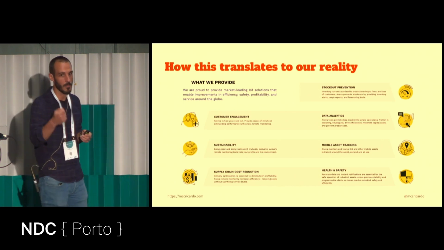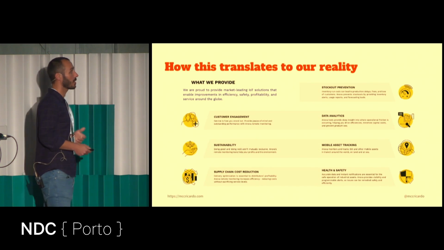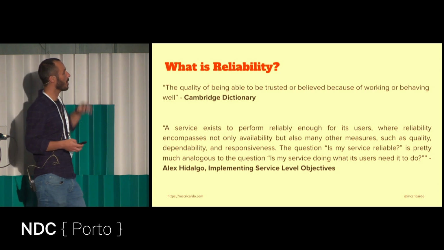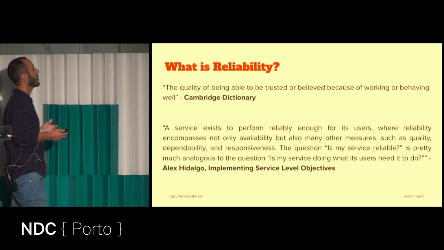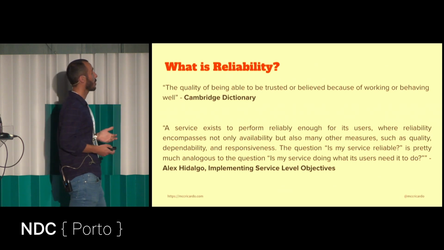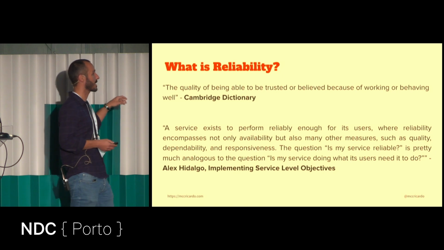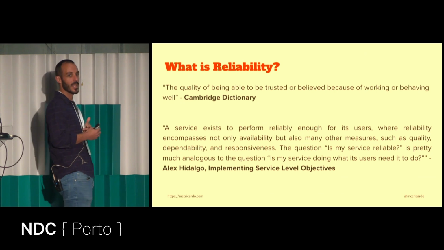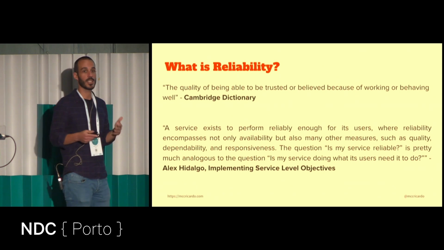So how do we actually define reliability and measure it? We're going to start with an old definition of what reliability means. If we go into the Cambridge Dictionary, it says that reliability is the quality of being able to be trusted or believed because of working or behaving well. Sounds good, but I like more the definition from Alex Hidalgo in his book, Implementing Service Level Objectives. At the end, it basically distills into this: is my service doing what its users need it to do?